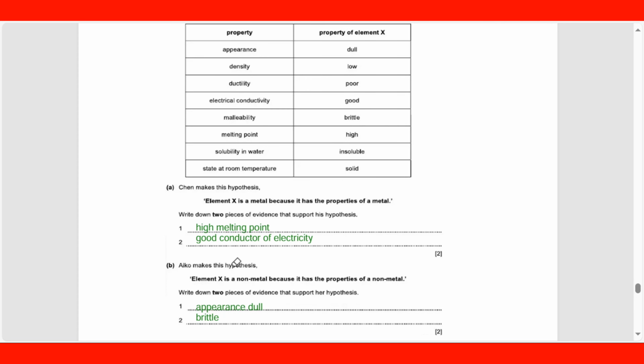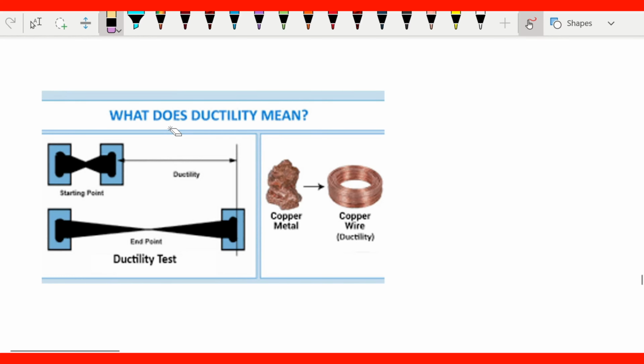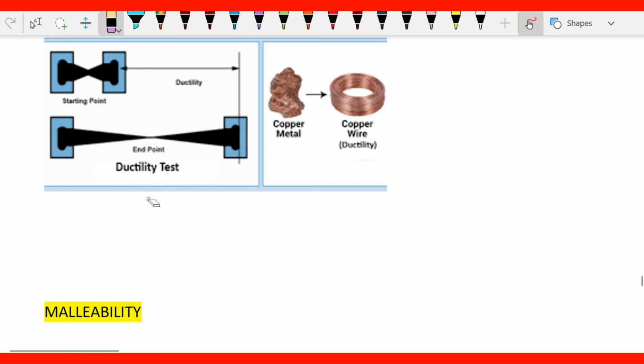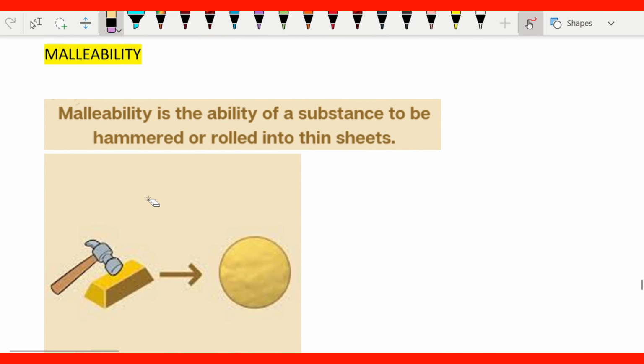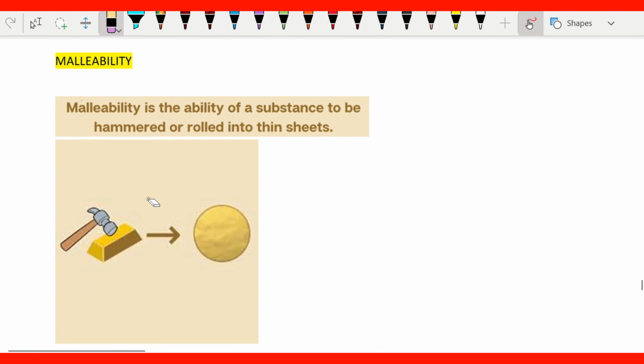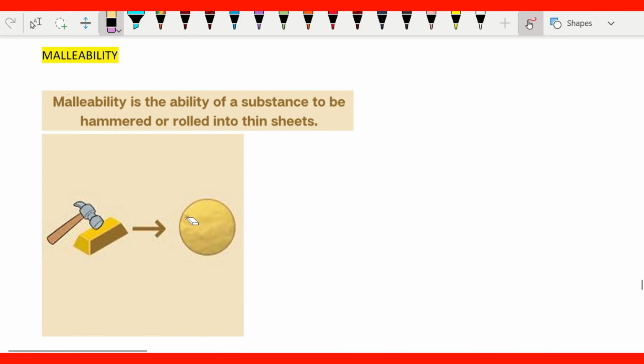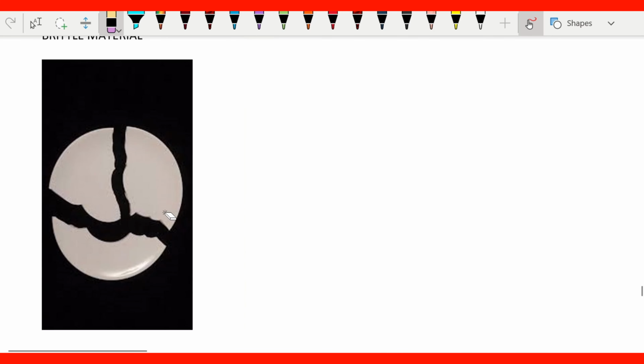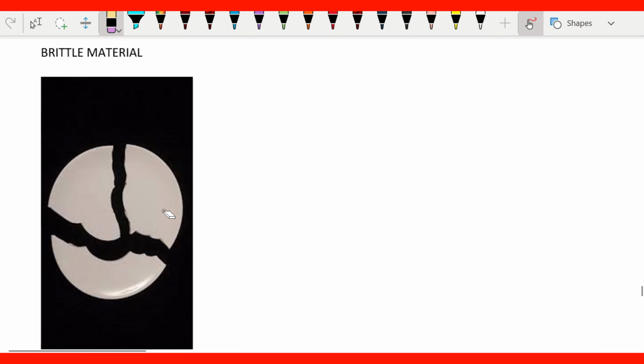Metal should be malleable. Okay, that is ductility, a property of metal. I mean, metal can be pulled into wire, like copper here. And this is a typical property of metal. Metal is malleable, meaning it can be hammered and rolled into thin sheets without breaking, unlike glass. Alright, glass is brittle.